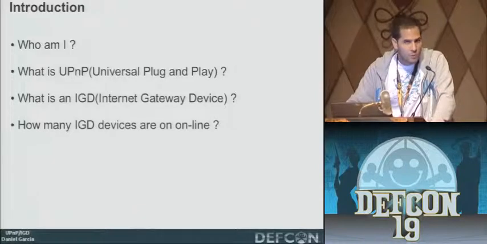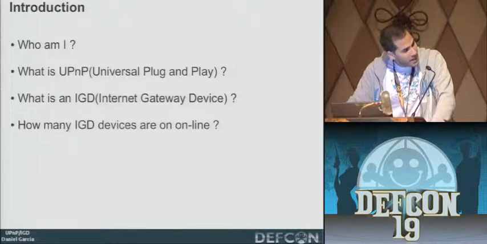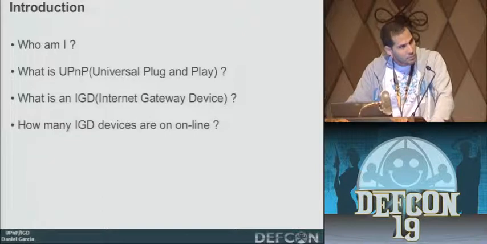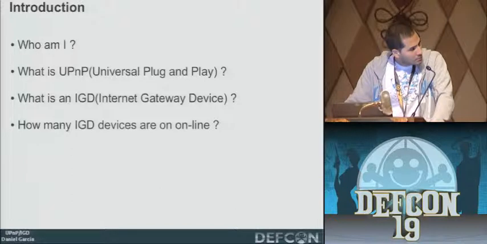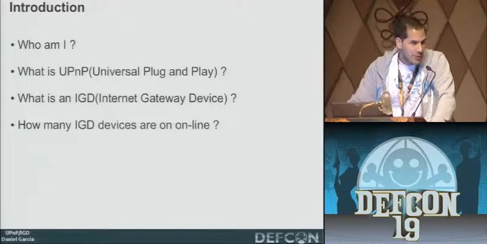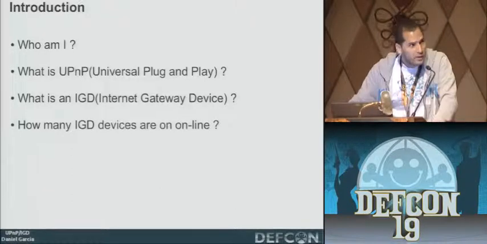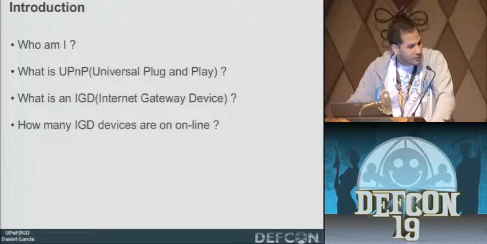So as you probably suspect, making devices work seamlessly is a good idea, but it's not very plausible. We're going to talk specifically about IGDs, or the part of UPnP that works with networking devices. As you probably suspect, to make network devices work seamlessly, you need NAT traversal.